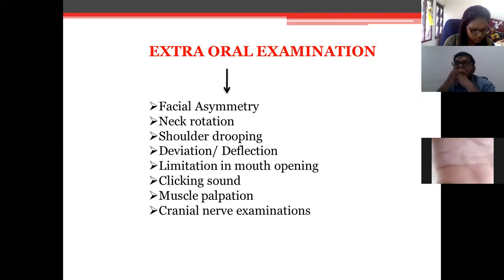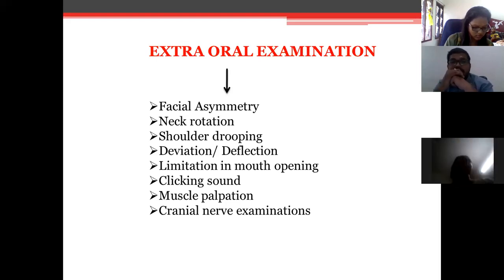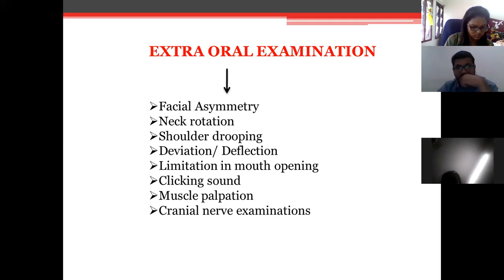So when I do the case taking part, I will ask the questions and write down the important things, whatever I want to know. And I will listen to them first. Another important point is that you have to listen to what they said and what they have not said. That is more important. So in your extra oral examination, it is important to check facial asymmetry, neck rotation, shoulder drooping, deviation, deflection, limitation in mouth opening, clicking sound, and palpation. Another important thing is cranial nerve examination, which we will discuss.